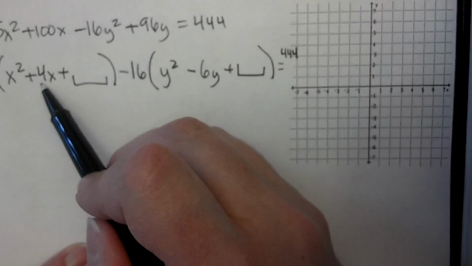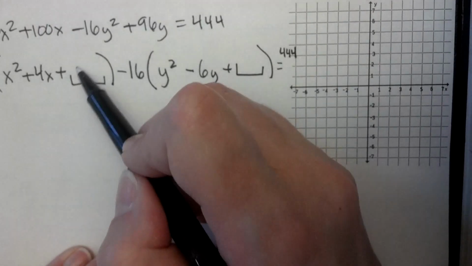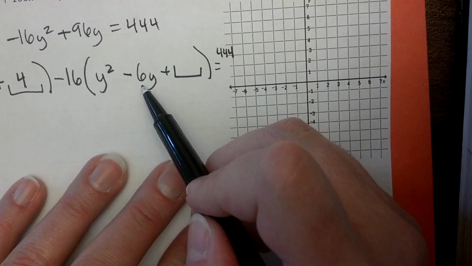I take 4 divided by 2, so that's 2, and then I square it. I'm going to get 4 here. Negative 6 divided by 2 is negative 3.